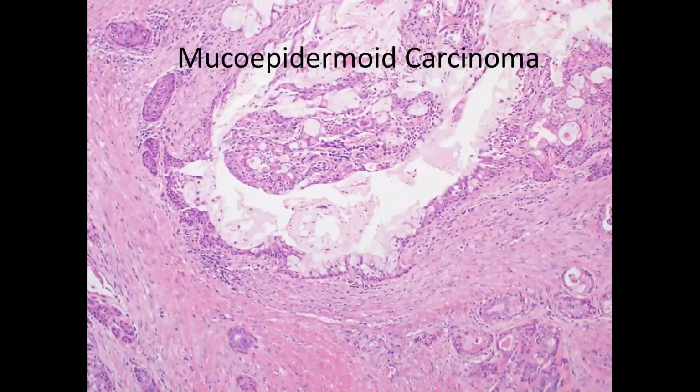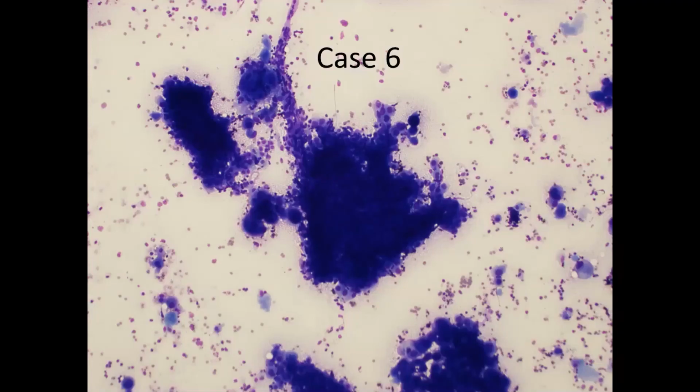So again, if you see necrosis, you see wild atypia, those would be things that would make you suggest a high-grade tumor. Otherwise, again, the majority of these are low-grade mucoeps. And that's in contrast to this other squamoid tumor.